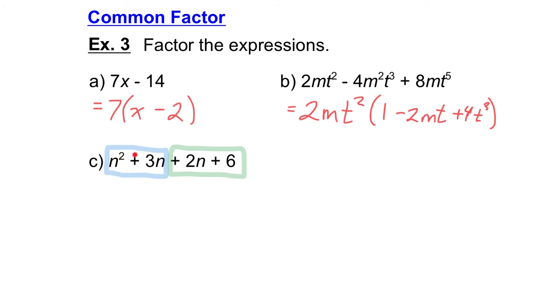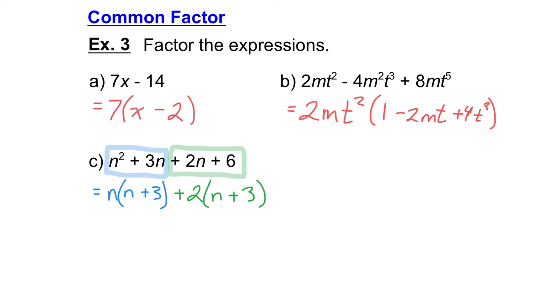Well, for my first group, n squared plus 3n, what's the greatest common factor? Just n. Okay, so n times n is n squared. N times 3 gets me 3n. Now my second group, 2n plus 6. What's the greatest common factor? In this case, it's 2. So what multiplied by 2 gets me 2n plus 6? Well, 2 times n gets me 2n. 2 times 3 gets me 6.